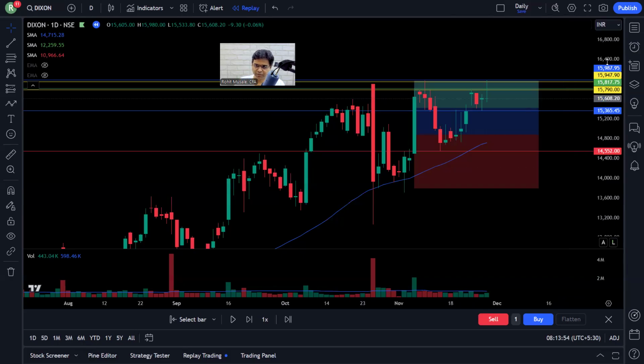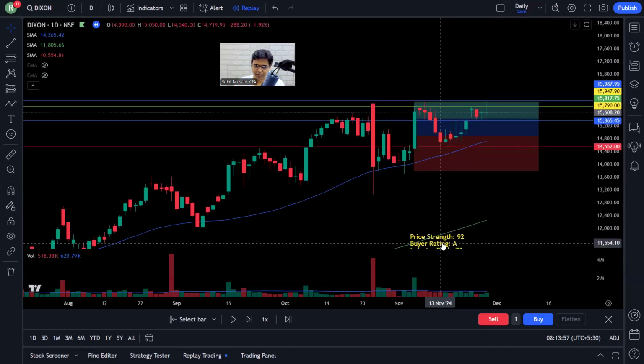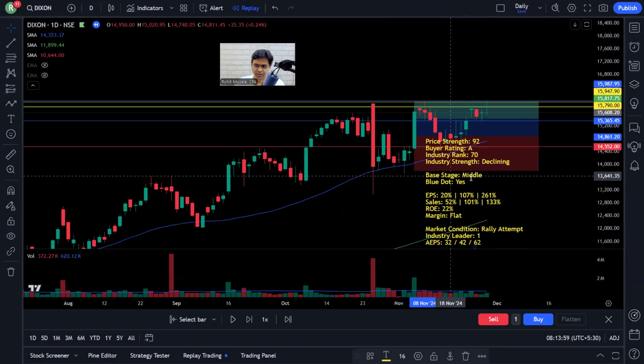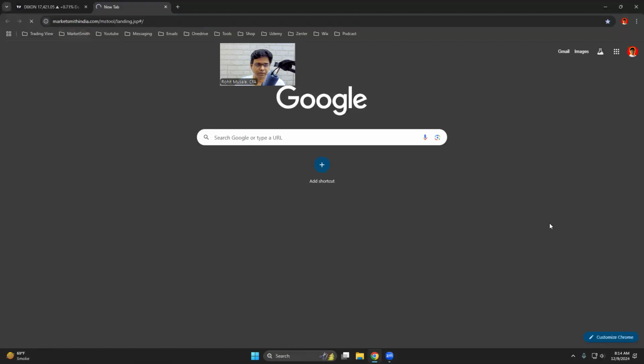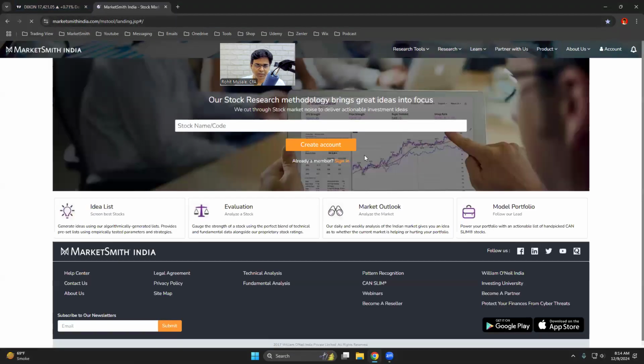Now let's come back to the numbers. Where are the numbers? Yes. So we looked at comparatives. There are two weaknesses. Technically, it looks strong. The base stage is middle. So in a stage 2 uptrend, you have early stage, middle stage, and late stage. I have to go to Market Smith now to explain what I mean by middle stage.